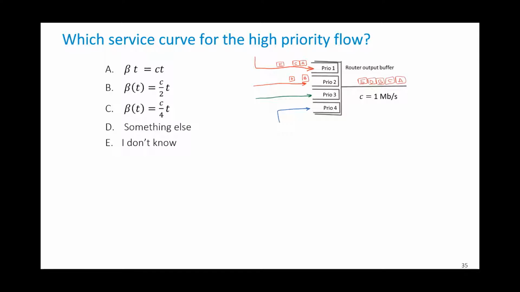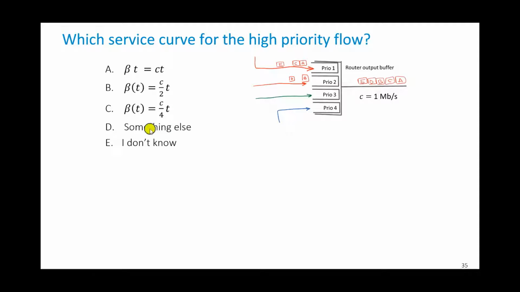Should we see the solution? So who says A? 0%. Who says B? 0%. Who says C? 0%. Who says D? 25%. Who says E? 75%. Well, let's see the solution.